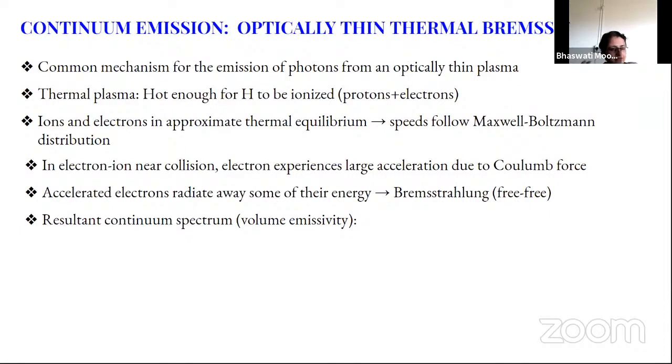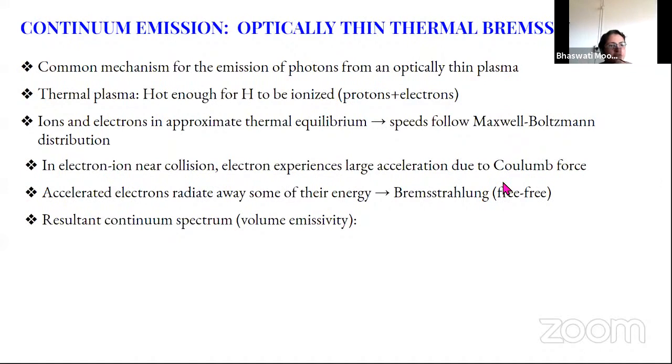Once you accelerate the charge, then it radiates. This is basic electromagnetism, and I urge you all to look into your books of electromagnetism: accelerated charges will always radiate. So these accelerated electrons radiate energy, and it is that radiated energy which we see in the form of what is called Bremsstrahlung. This is a German word. It means braking radiation. Brems means brake, and Strahlung is radiation.